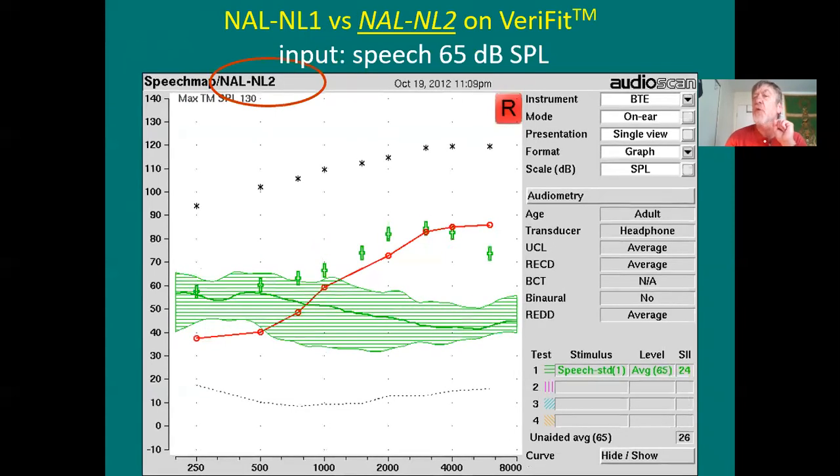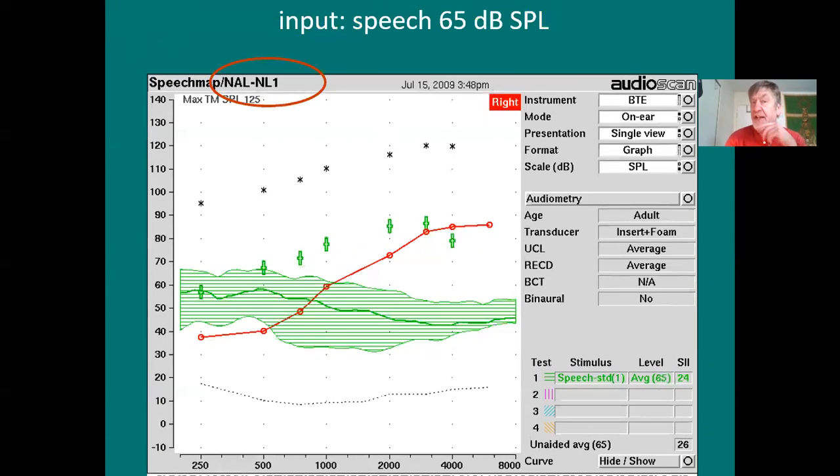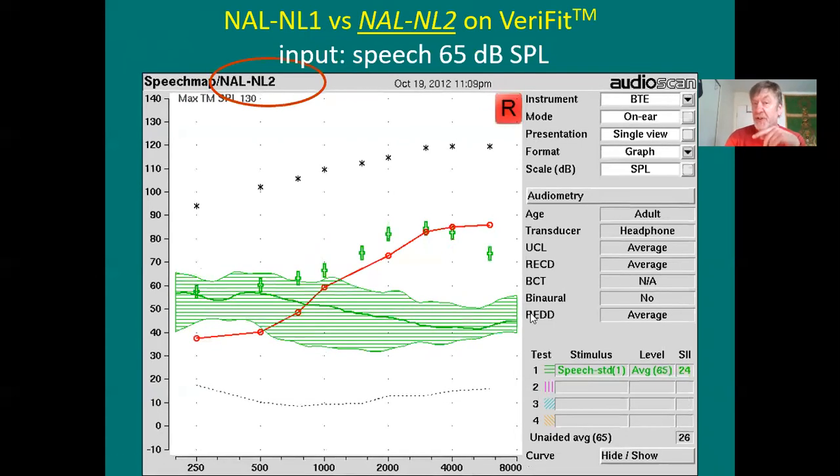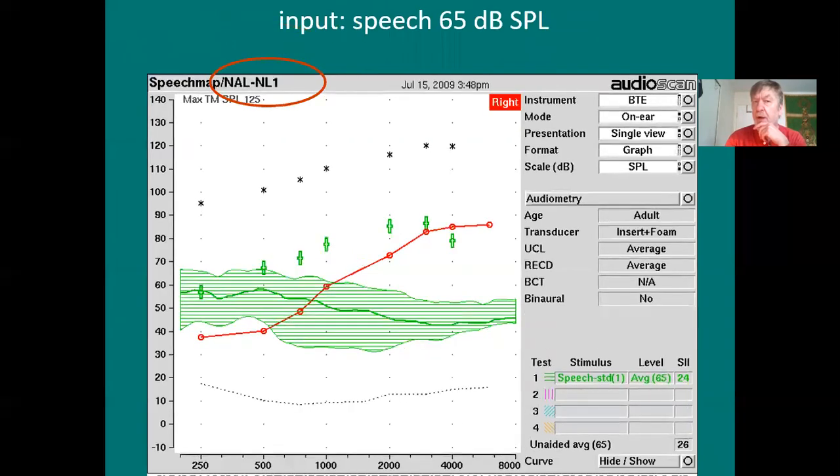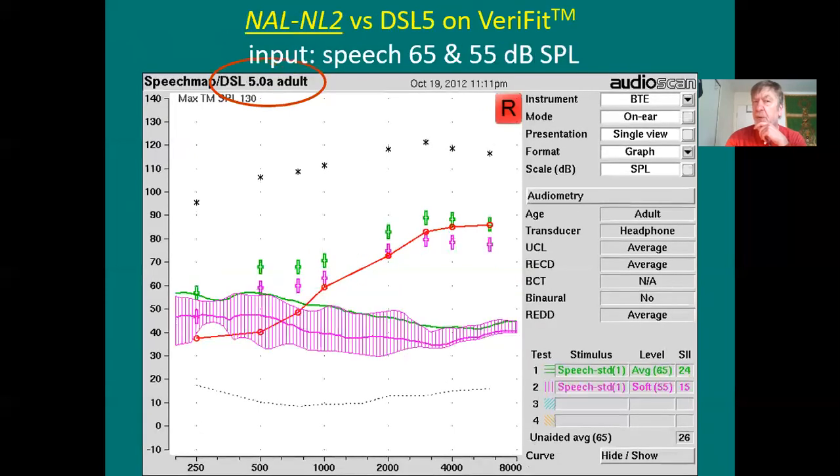And look at NAL-NL2. NAL-NL2 also backs off on the highs, just like NAL-NL1. But you remember how NAL-NL1 thresholds ended in thin air? NAL-NL2, they don't. You can see this one here. Okay, but another thing that distinguishes NAL-NL2 from NAL-NL1 is NAL-NL2 asks for less in the mids. NAL-NL1 is doing this, and NAL-NL2 is doing that. So here NAL-NL2, NAL-NL1, DSL 5. NAL-NL1, NAL-NL2. Weird, huh?